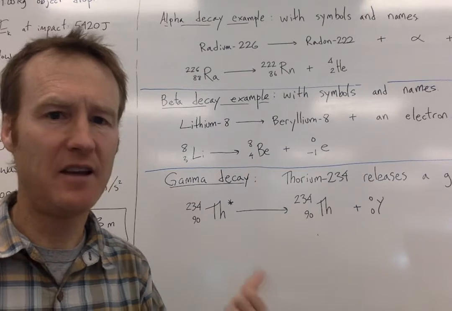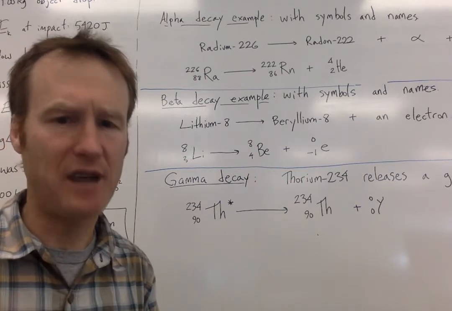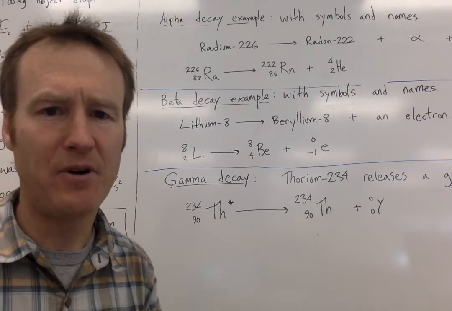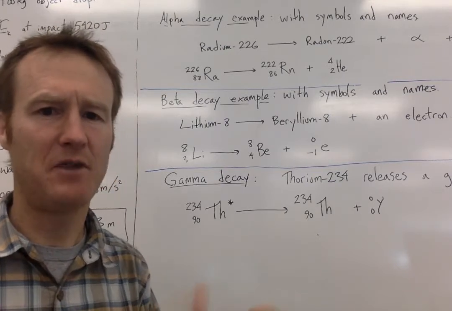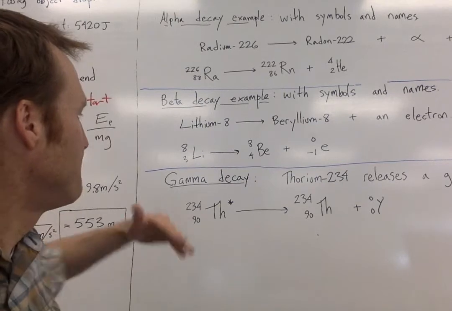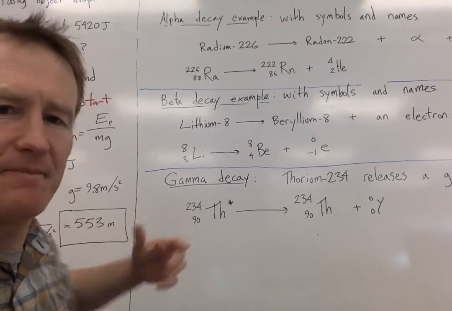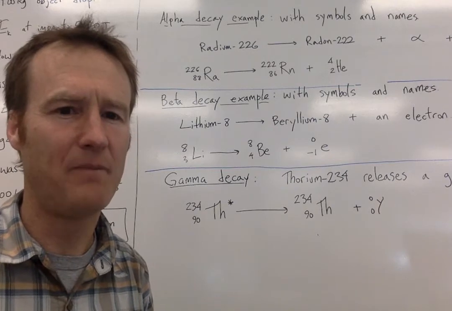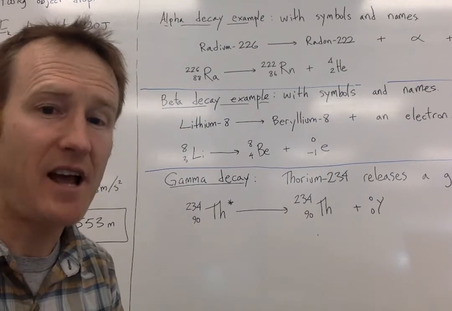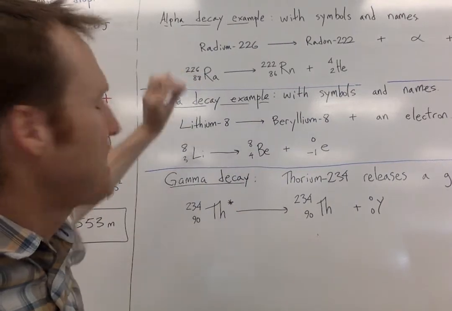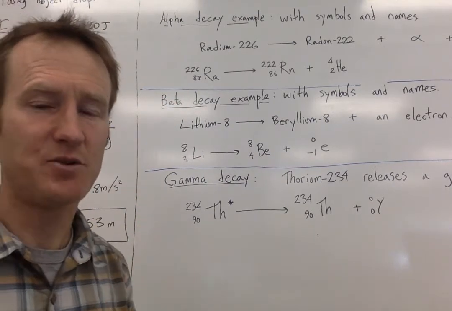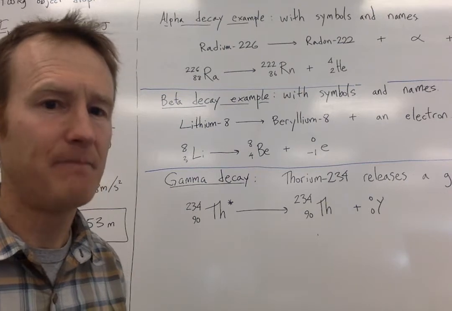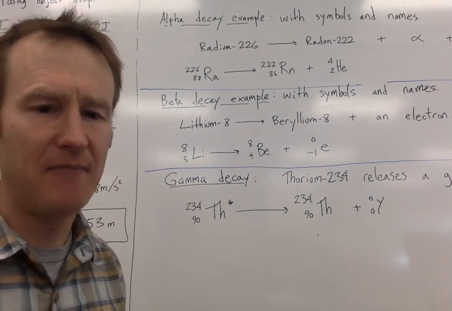Whereas alpha decay, they're these big clumsy particles. After all, they're helium nuclei. A simple sheet of paper will stop alpha particles in their tracks. Gamma decay is a little different because there's actually no mass change at all. Gamma decay often happens at the same time as alpha and beta decay, because what's going on is there's a release of energy.